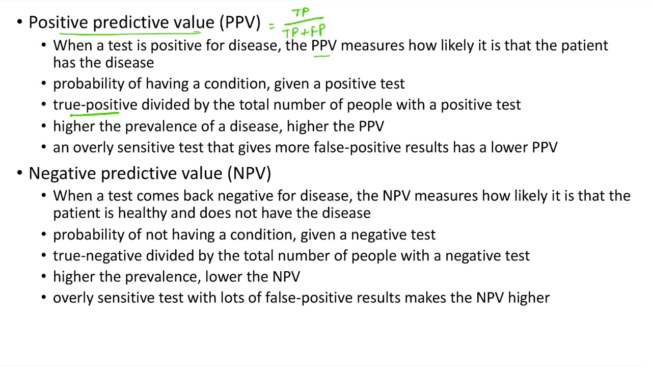Higher the prevalence of a disease, higher the positive predictive value. An overly sensitive test that gives more false positive results has a lower positive predictive value. Now let us see about negative predictive value or NPV.